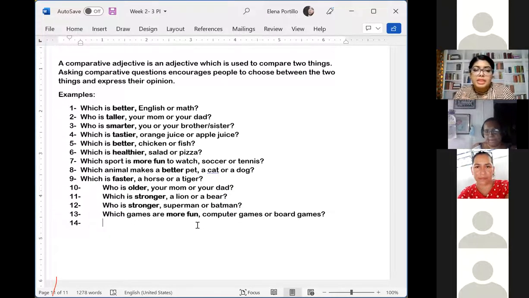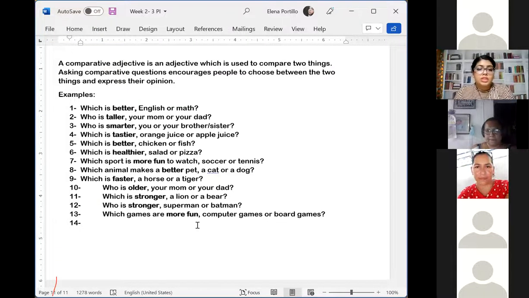Then, which is healthier, salad or pizza? Which sport is more fun to watch, soccer or tennis? Which is more fun for me? For me, it's soccer. Or for someone else, it's tennis. Why? And we can give reasons. Which animal makes a better pet, a cat or a dog? For some people, it's a cat. For some people, it's a dog. And they have the things they want to say about having a cat or having a dog as a pet.